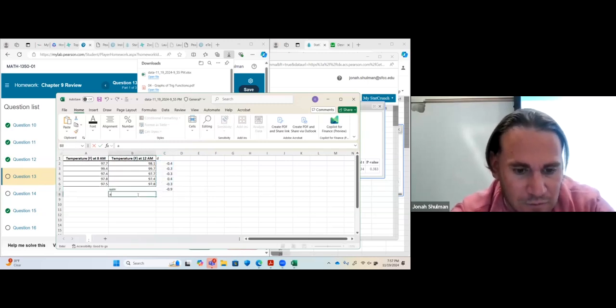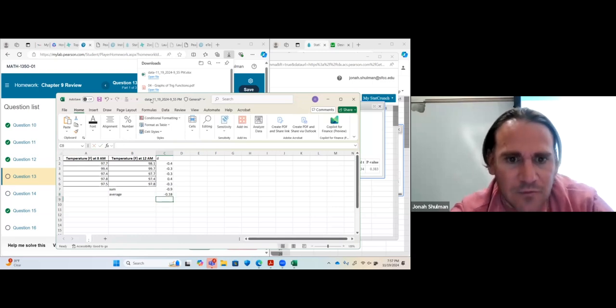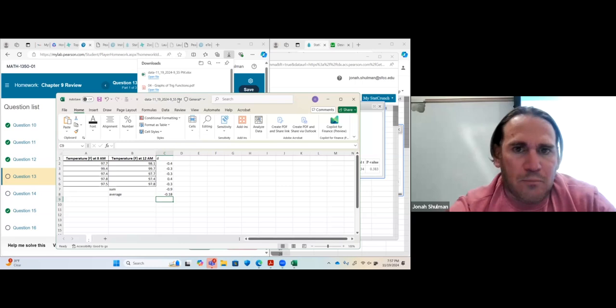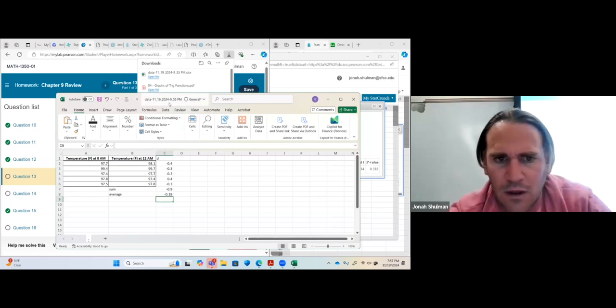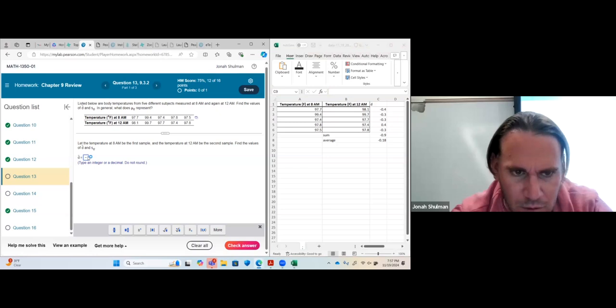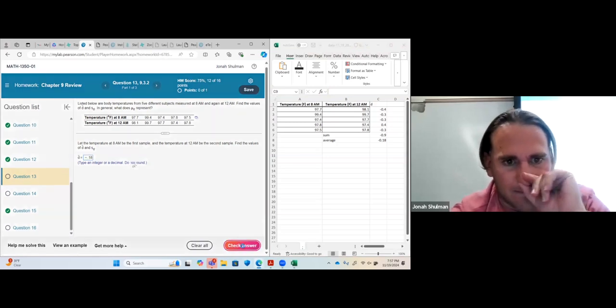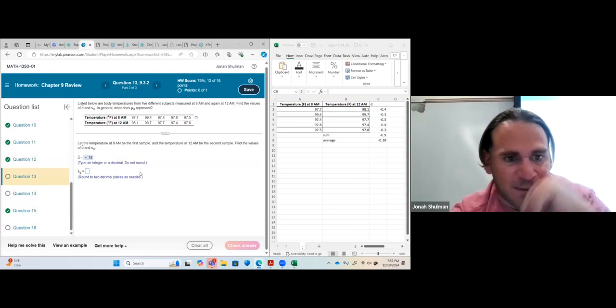And then I want the average of the differences. That's the first step. I have 1, 2, 3, 4, 5. So I'm going to do equals this value divided by 5. It's negative 0.18. Negative. Do not round. I did not round. Well done. All right. Now I need the standard deviation of this.